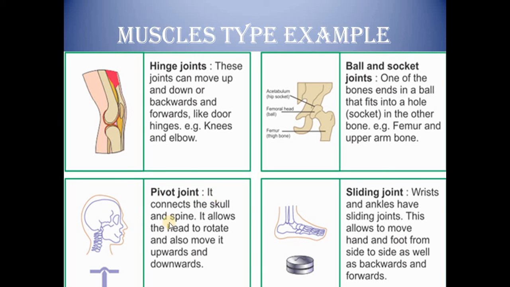Pivot joint. It connects the skull and spine. It allows the head to rotate and also move upwards and downwards. Sliding joint. Wrist and ankle have sliding joints. This allows us to move the hand and foot from side to side as well as backwards and forwards.